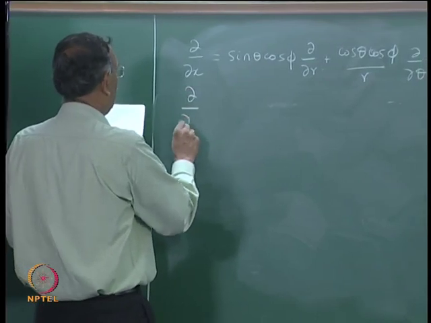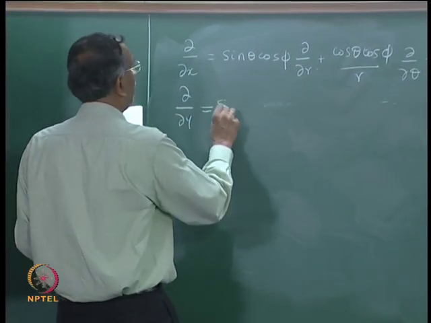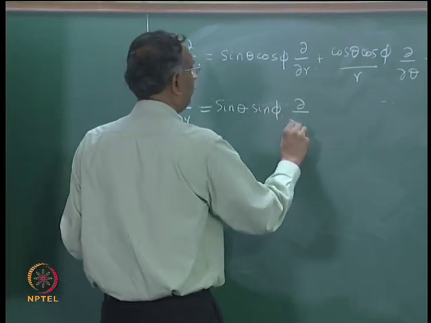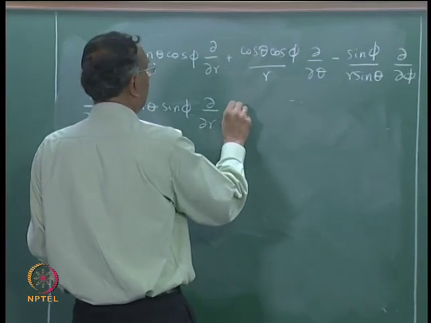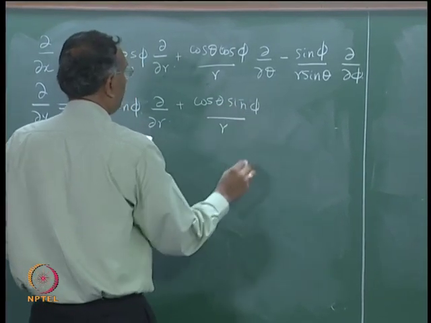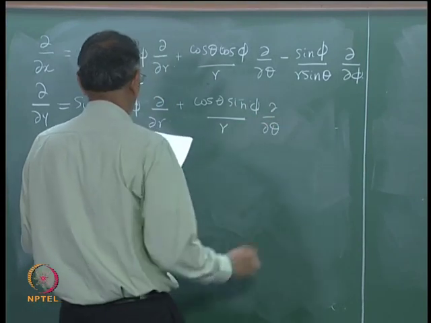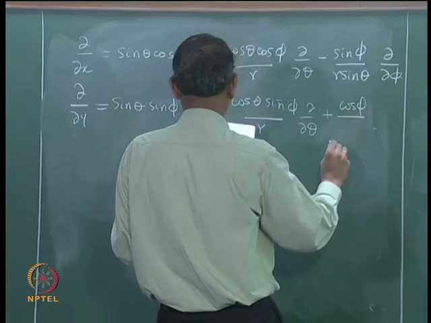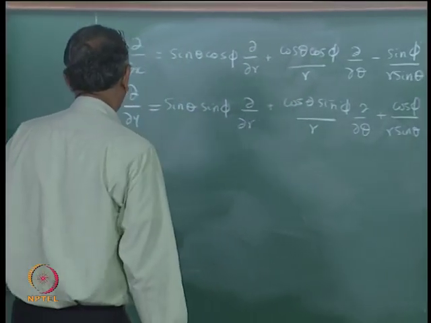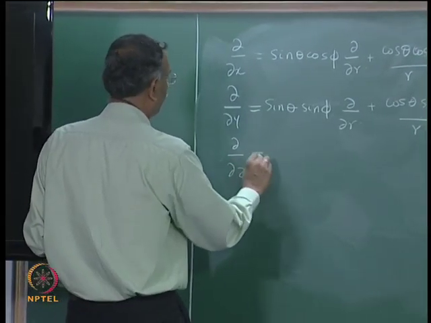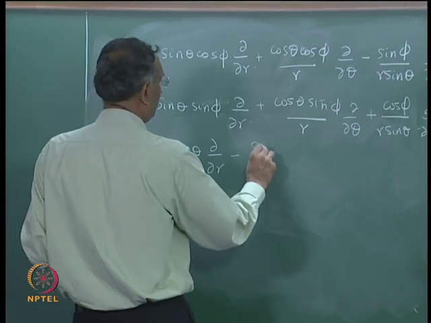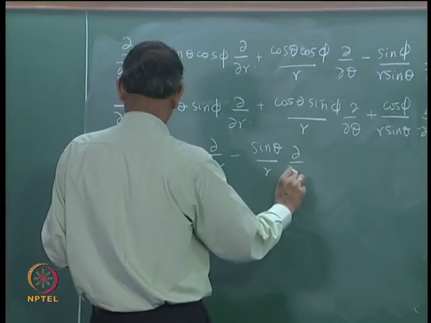Dou by dou y, if we do that, is sine theta sine phi dou by dou r. R is already there in the denominator, and therefore when you have the next derivative, cos theta sine phi by r dou by dou theta, plus cos phi by r sine theta dou by dou phi. And the last expression that you need is dou by dou z, which is cos theta dou by dou r minus sine theta by r dou by dou theta.